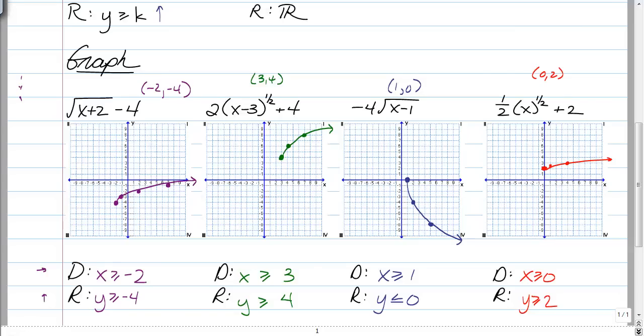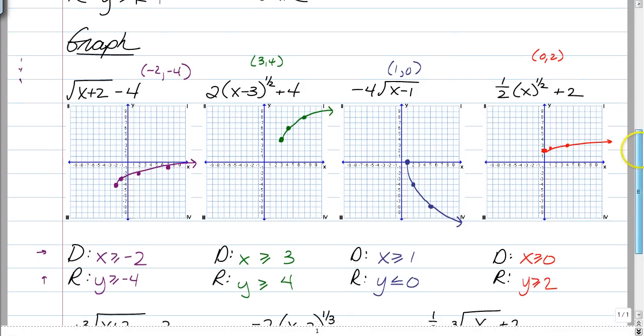You should have a starting point of 0, 2. And your first point only goes up 1/2 over 1. And then from there, you get another point at 4, 3. Your domain is greater than or equal to 0. Your range is greater than or equal to 2. And you are done. That's it.